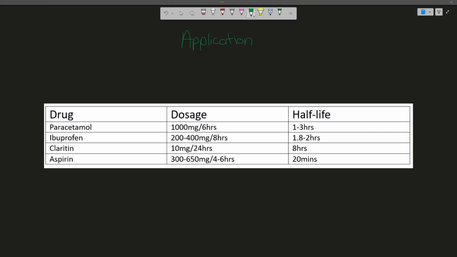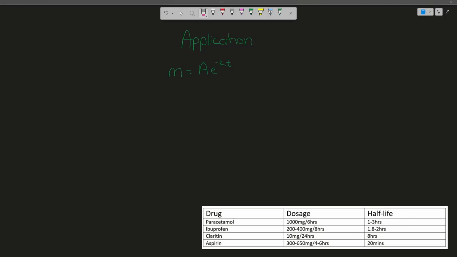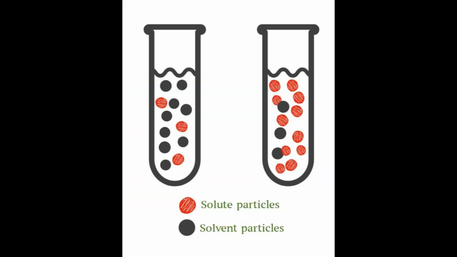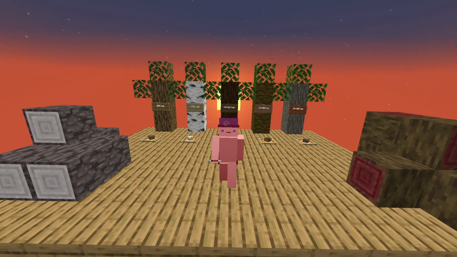Here is a table of some common drugs. As we can see, dosage and half-life are dependent on the drug. This relationship between dosage and half-life can be simplified into one half-life equation, where m is the amount left in milligrams, a is the initial in milligrams, k is a constant, and t is the time since consumption in hours. This is important as it allows us to measure the concentration of the drug in the patient's body without taking any extra measurements. For all drugs, there is a certain limit where if the concentration in the body is too high, it can become poisonous or even deadly.